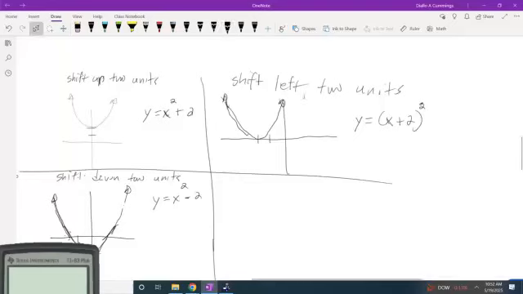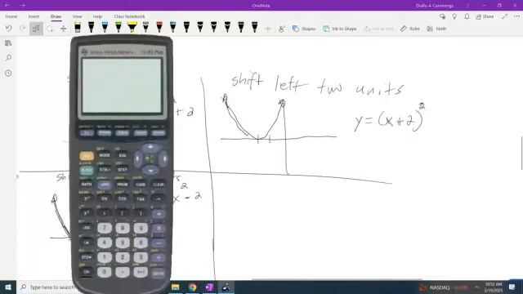So this is where it reverses. For up and down, it's straightforward. If it's up, it's positive attached to the end. If it's down, it's a negative attached to the end. If you're going to shift left, even though that's a negative direction, the value you're going to use is positive, and it has to be within the function. So notice what this plus 2 does outside of the function, it shifts the function up. This plus 2 within the function should shift the function to the left.